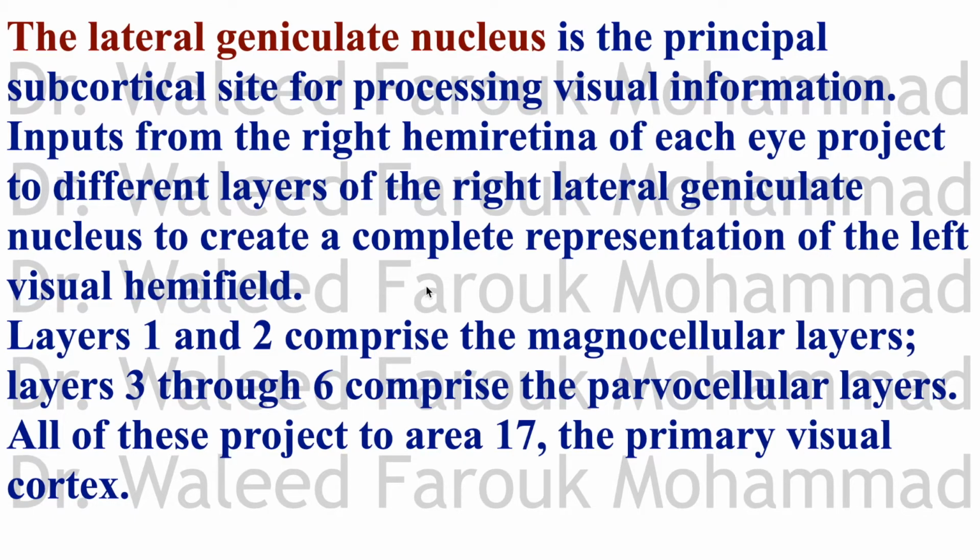It's composed of 6 layers. Layers 1 and 2 are called the magnocellular layers. Layers 3 through 6 comprise the parvocellular layers. All these layers project to area 17 as the optic radiation, which divides into upper and lower fibrous parts.